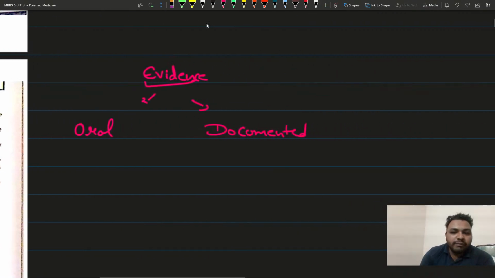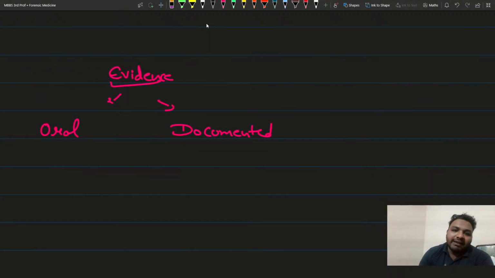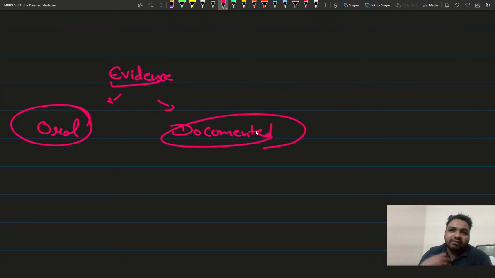Before we get into this, this question comes on evidence, like: what is evidence? Usually, it's a legal means to prove or disprove any medico-legal aspect under inquiry. It can be oral or documented. Like somebody has orally said something, and documented, for example, your informed consent.